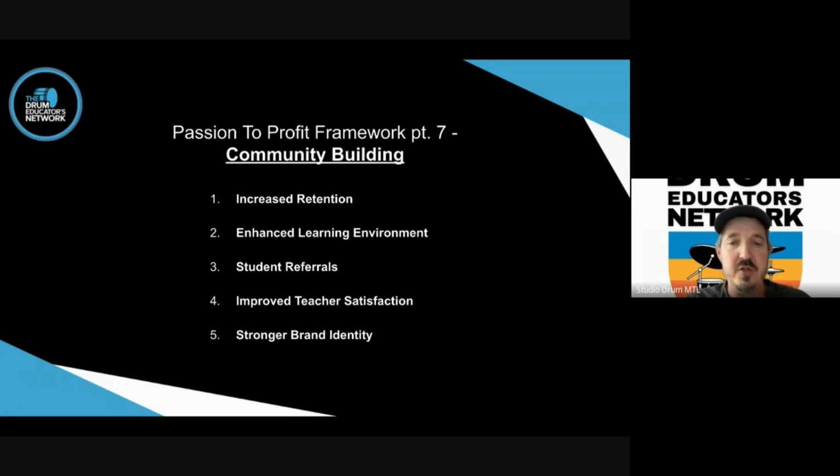It improves teacher satisfaction because now they're getting to know their students and the other teachers on a personal level. So it's not just a private lesson job where they come in, teach a bunch of lessons, and then leave. The teachers get to know each other and the students, so they form deeper relationships with each other.